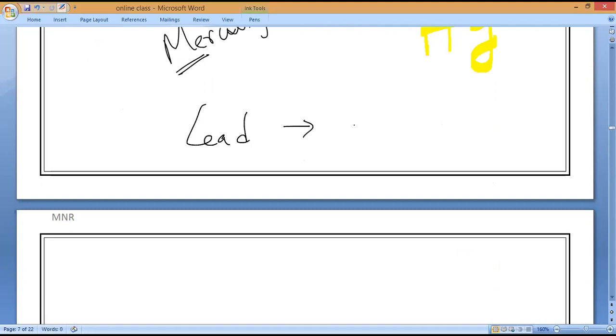Lead symbol. PB, sir. PB. So the name has been taken from plumbum. It is a Latin word. Is it okay, everyone? So it is given in our book also.